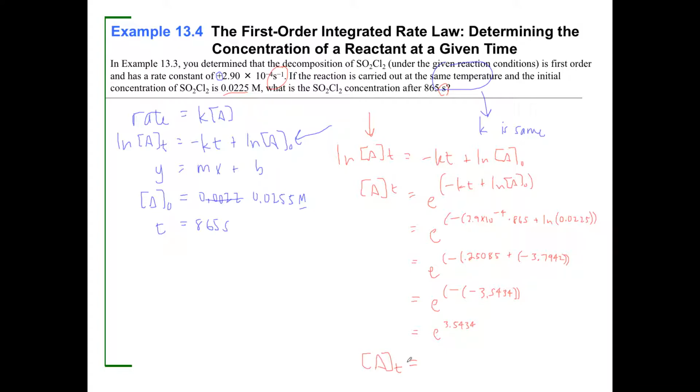The concentration of A at time t is equal to, all right, just a moment, please. I got to make sure I got this in my calculator right. E to that number, 34.54. And that is wrong.